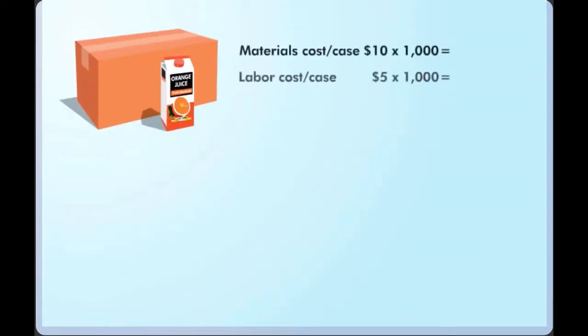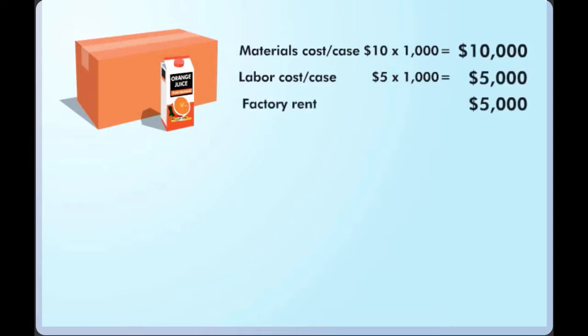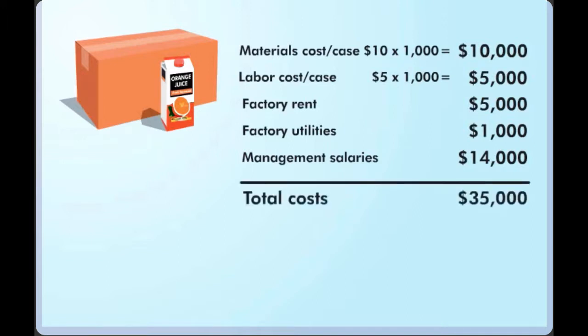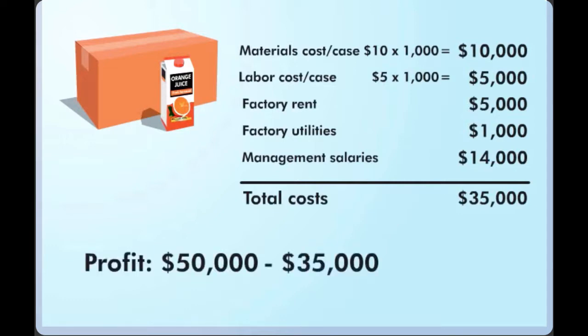That is correct. Multiplying the materials and labor costs of producing a case of juice by the 1,000 cases sold yields material and labor cost totals of $10,000 and $5,000. Adding on $5,000 for factory rent, $1,000 for utilities expenses, and $14,000 for non-production employee salaries, we get total expenses of $35,000. Total revenues of $50,000 minus total expenses of $35,000 equals a profit of $15,000.